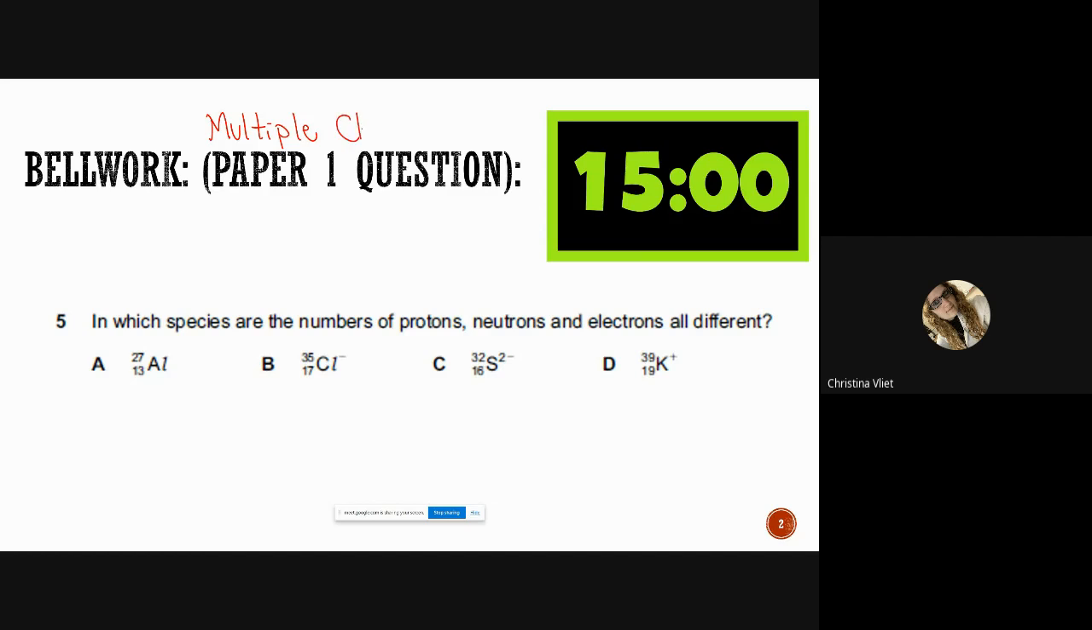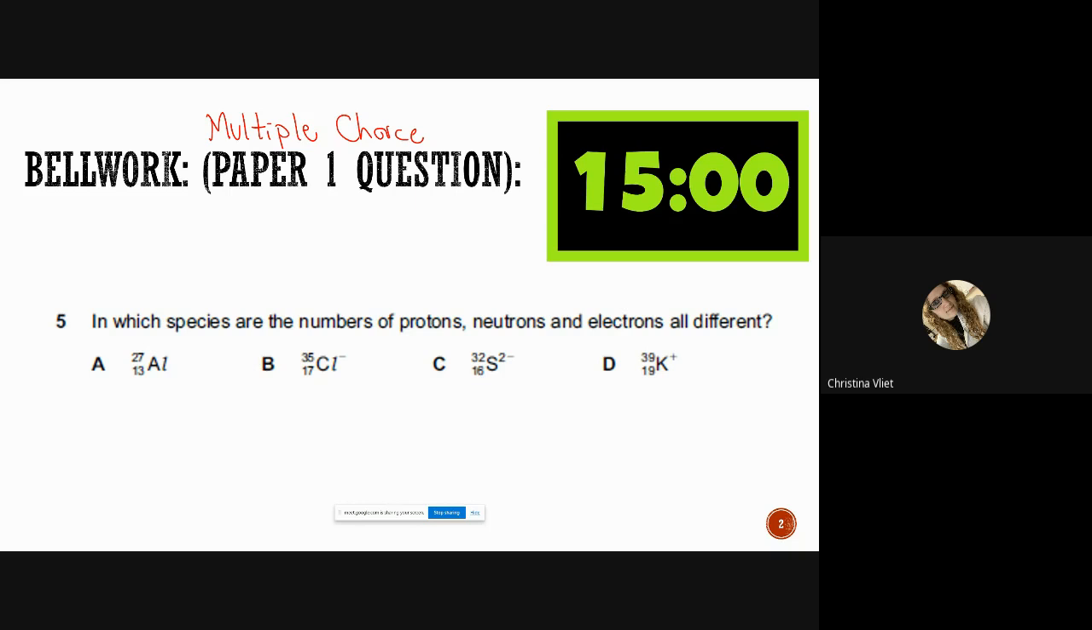And this is an old question. And this is something that I felt fairly confident that many students would be able to potentially remember from pre-Ace, but maybe not. In which species are the numbers of protons, neutrons, and electrons all different? So what does that mean?